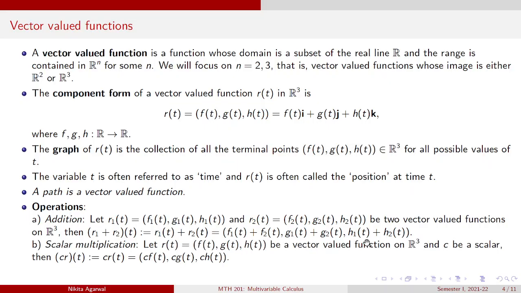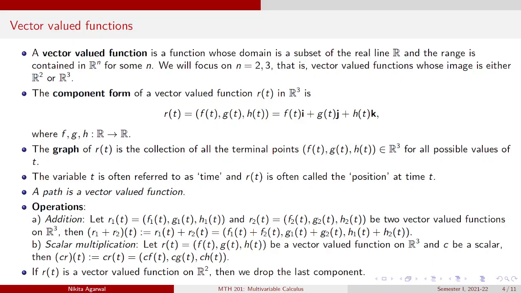The other operation you can have on vector valued functions is scalar multiplication, where you multiply a vector valued function with a scalar c, and what you get is component wise multiplication. So you multiply that scalar c with each component.